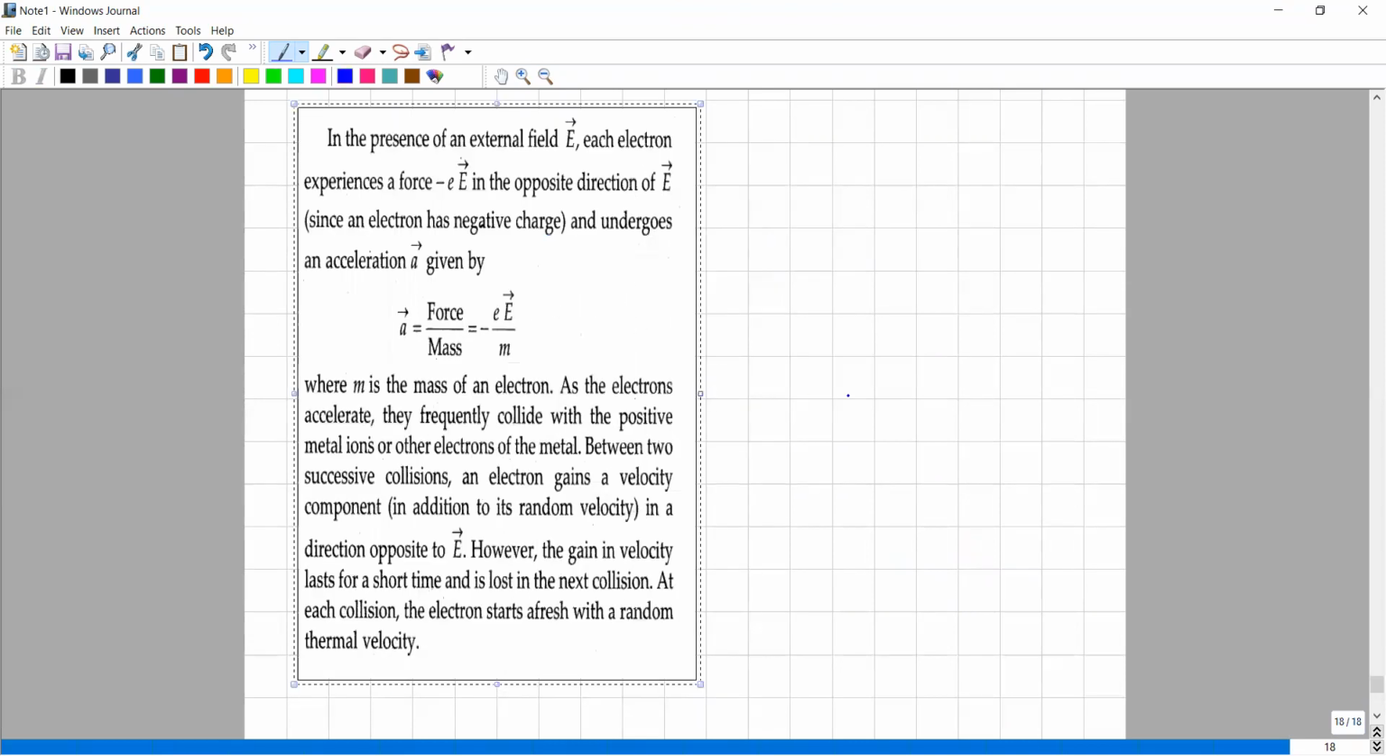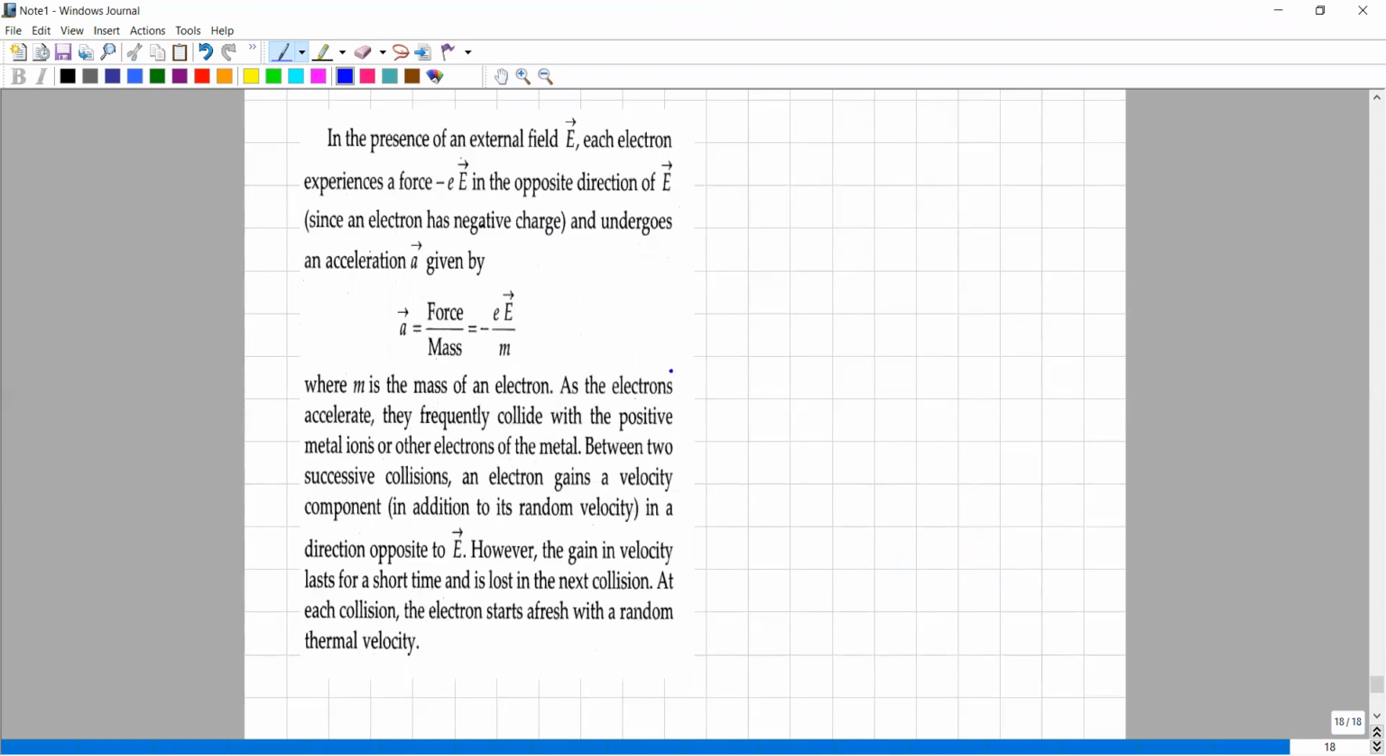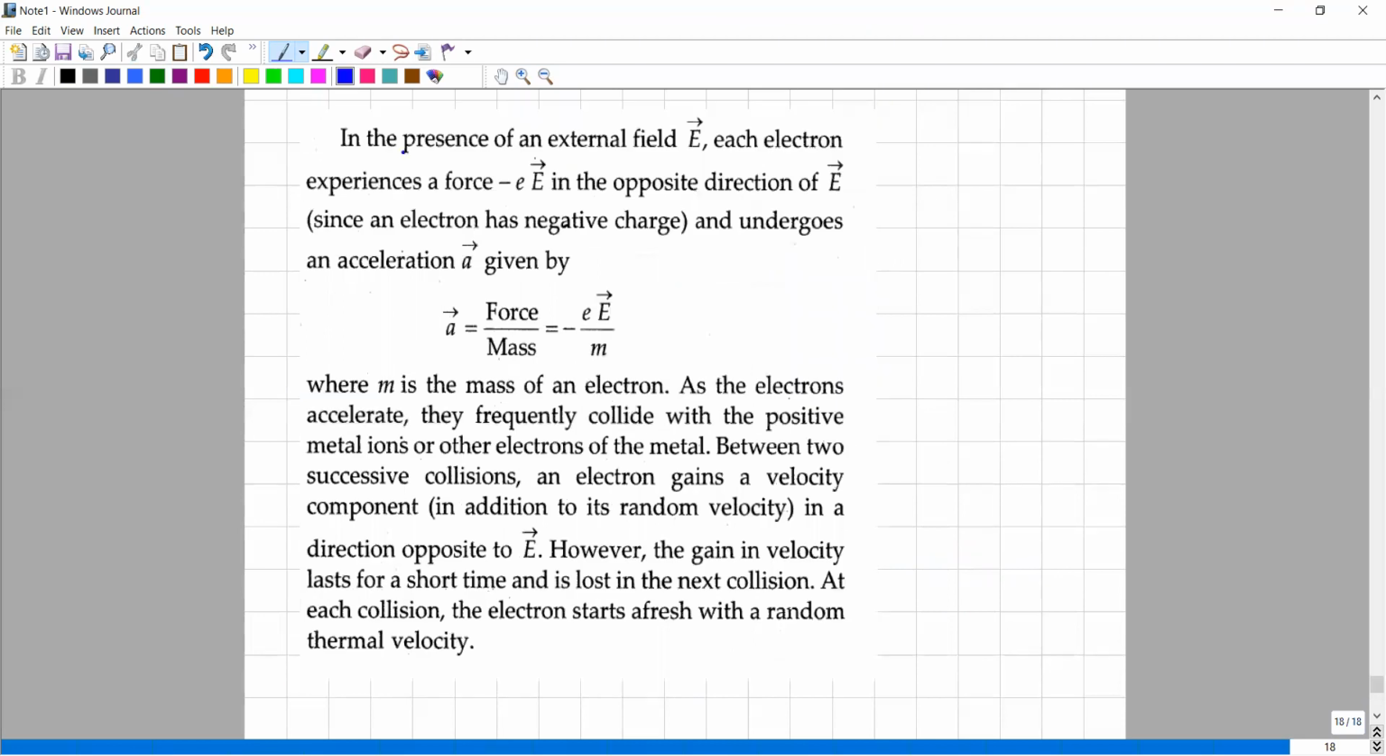So in the presence of an electric field, each electron experiences a force of minus QE, in the opposite direction to the electric field, and undergoes an acceleration of minus QE by m. Here m is the mass of the electron. As the electrons accelerate, now this point is very important, read it very carefully. As the electrons accelerate, they frequently collide with the positive metal ions and other electrons of the metal.